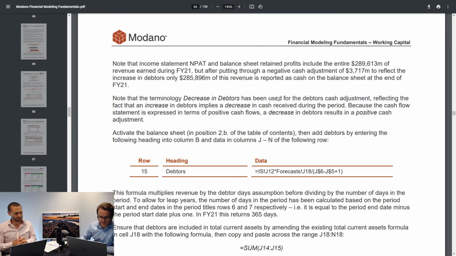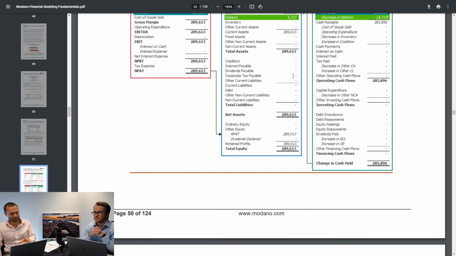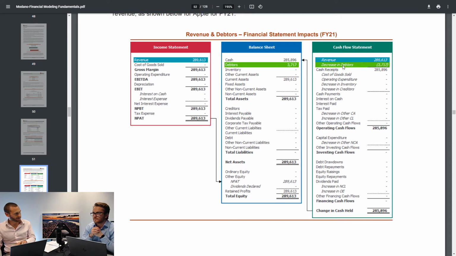I'll just note one other thing if you look at my screen. Note that we've put in there "decrease in debtors" as the terminology. The reason is that it gets really confusing whether an increase or a decrease in a working capital account is a positive or negative cash adjustment. The way you want to view it is that an increase in your debtors means that at the end of the year you weren't paid, so it's a decrease in cash. On the cash flow statement, where you're reporting cash receipts and an increase in cash is a positive number, that means a decrease in debtors is a positive number.